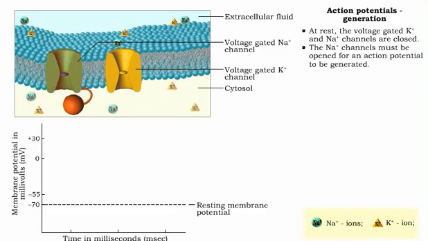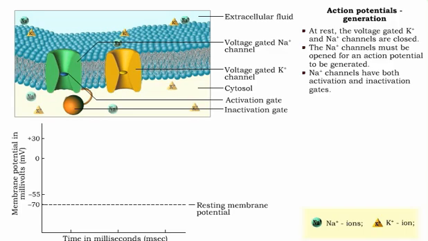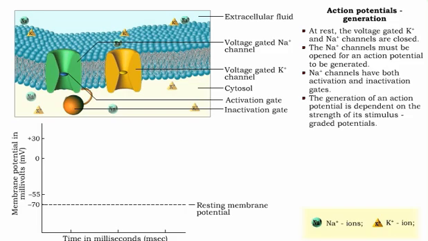Sodium-gated channels must be activated to generate an action potential. Sodium channels have both activation and inactivation gates. The strength of the stimulus-graded potentials determines whether the action potential will be generated.